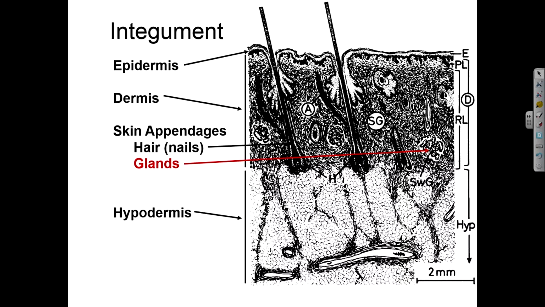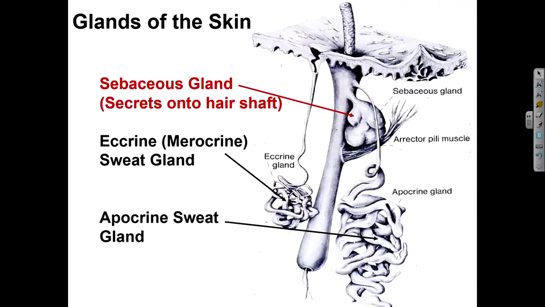Then I want to talk about glands of the integument. We see sweat glands and sebaceous glands in the integument. So the first I want to talk about are sebaceous glands. These secrete onto the hair shaft, as shown here in red.